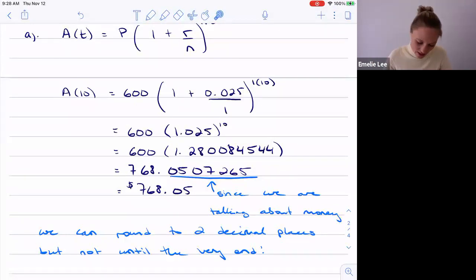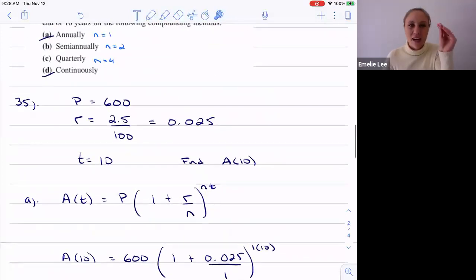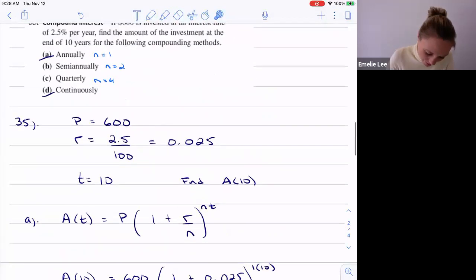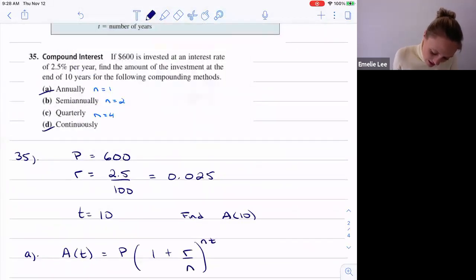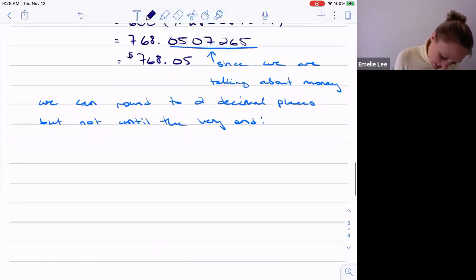I can't even go that fast. I guess I can like this. Doesn't really help as a visual though. So D is compounding continuously.